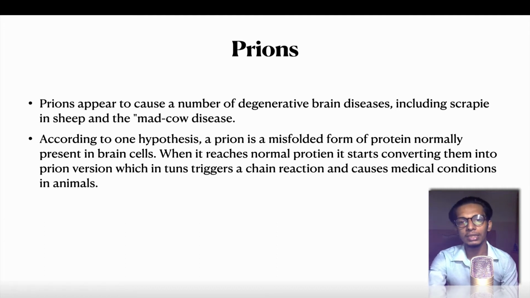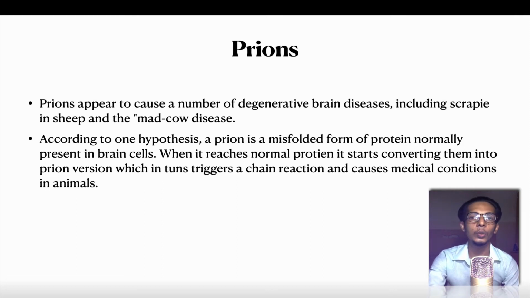There is a hypothesis which says that prions are the misfolded form, or in simpler words, I can explain it to you as an abnormal form of protein. The proteins found in the nerve cells have abnormal versions of the proteins found in the nerve cell. Hopefully you got my point. So the prions are the misfolded form of proteins present in brain cells.